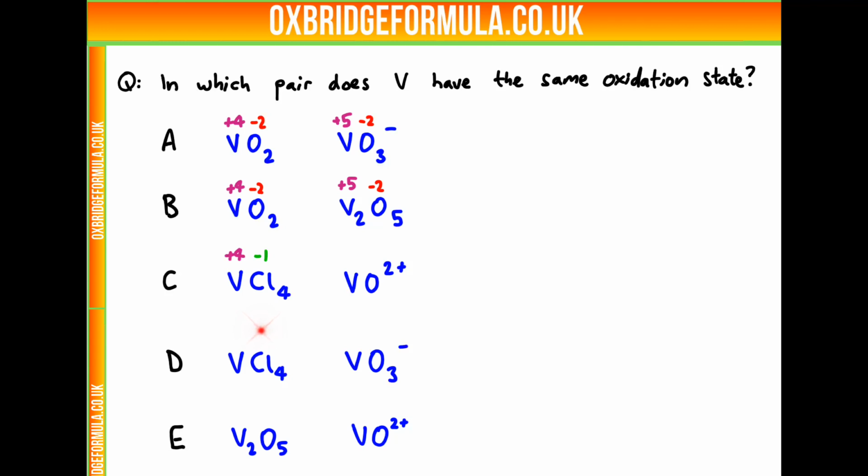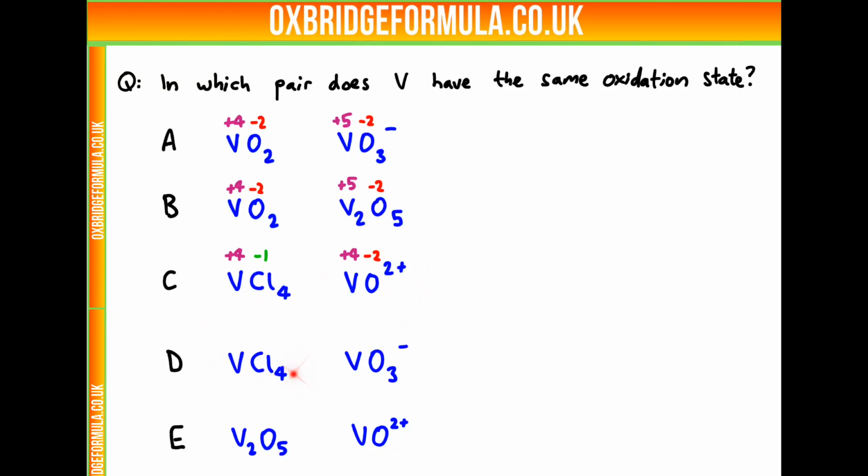species overall. Now in VO2+, we have an oxygen giving us -2, and so to get from -2 to +2, vanadium has to be +4. So in C, it looks like they do have the same oxidation state, but let's just check our last two quickly to make sure this is definitely our final answer.